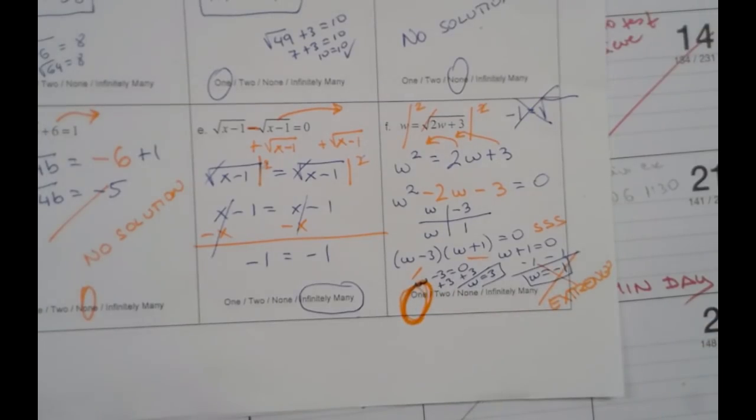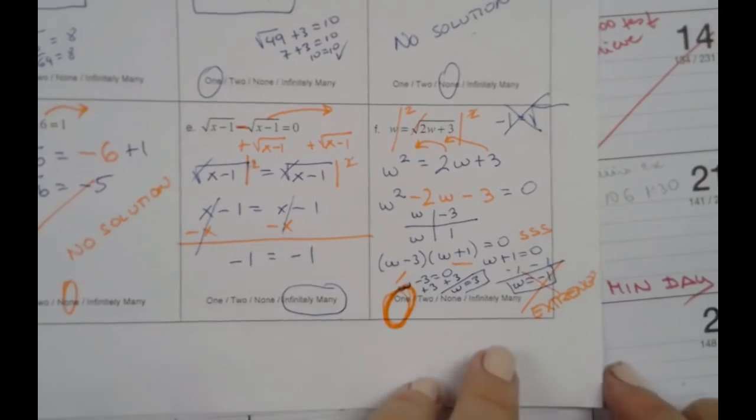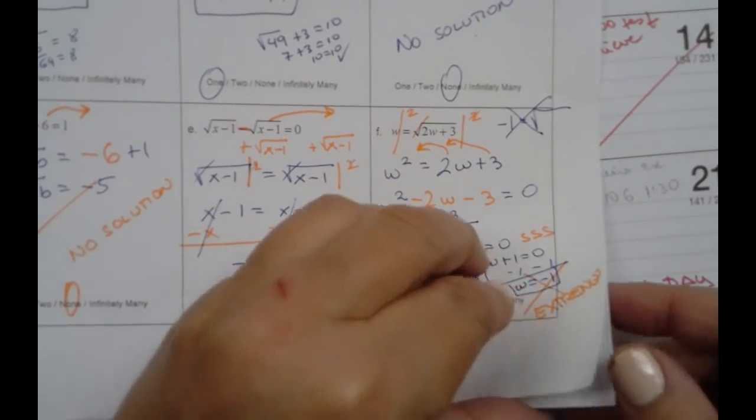Okay. So this is pretty much it as far as the equations go. Let's go to the next part, and now we're going to talk a little bit about the word problems. So let's see what that looks like.